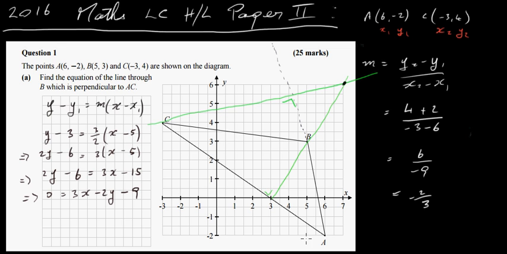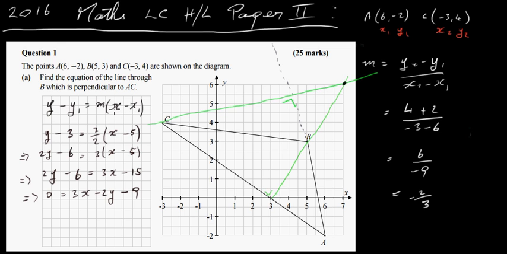So what we're given is a triangle, ABC here. And we're asked to find the equation of a line through B which is perpendicular to AC. So it's basically this line here, through B perpendicular to AC. Now it's really just finding the equation of a line. So the equation of a line is y minus y1 is equal to m into x minus x1.